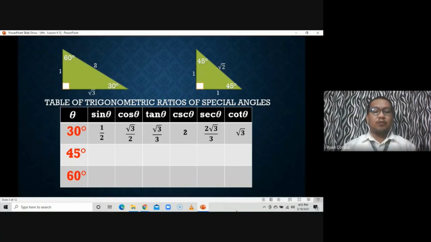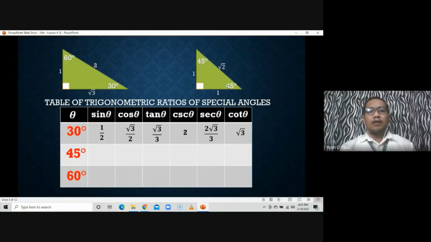Then, now, let's proceed to 45 degrees. Ang 45 degrees, nandito sa kabila. Kahit ano dyan gamitin natin, pwede naman yun. So, pwede naman kahit ano sa dalawa yung gamitin natin. So, 45 degrees, sine 45 degrees, what would be its value? Again, sine is opposite over hypotenuse, di ba? Kung 45 degrees, opposite, that's 1 over hypotenuse, that's square root of 2. Magiging 1 over square root of 2.